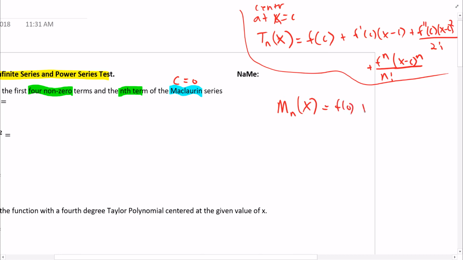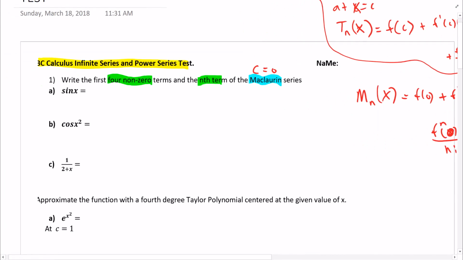so this is going to be f of 0 plus f prime of 0 times x, because if you plug in 0 for c, you just get x minus 0, which is just x, plus f double prime of 0 over 2 factorial times x squared, and the nth term here is still the nth derivative evaluated at 0 over n factorial times x to the n, right?